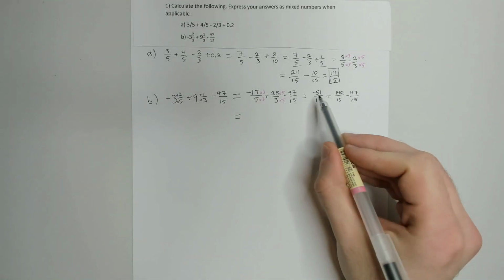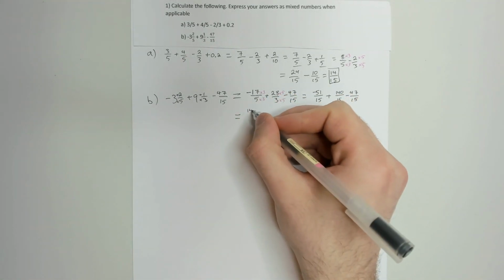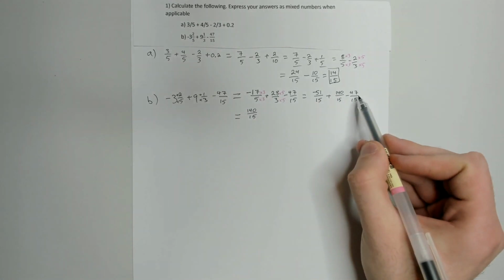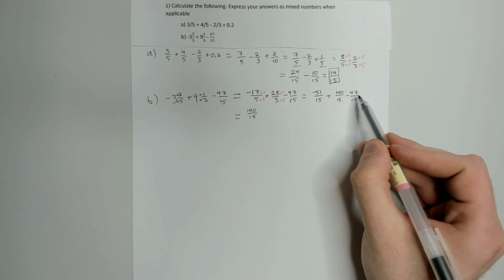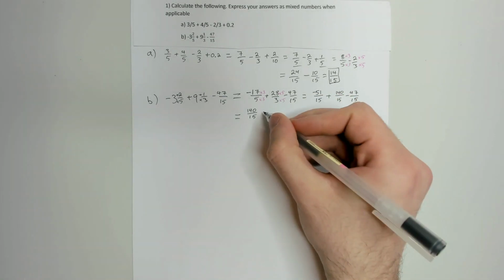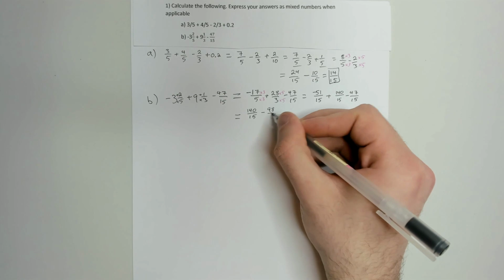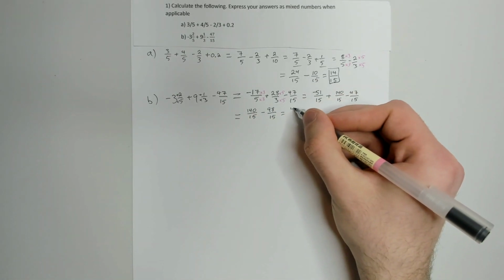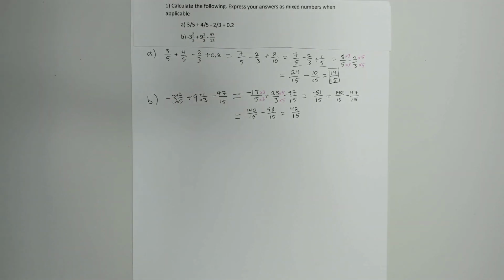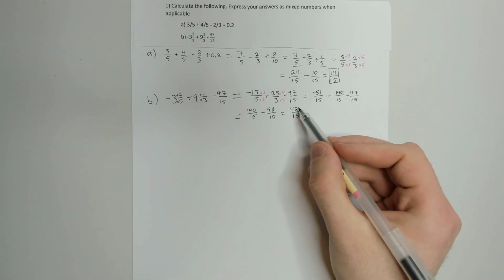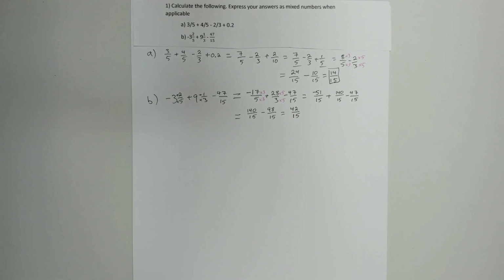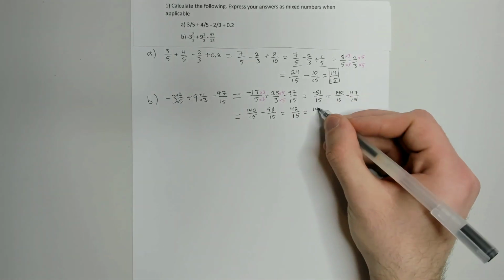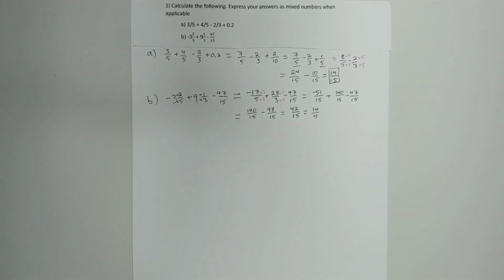Alright, combining these, I might combine the negatives first. So we'll have 140 over 15. And then we have negative 51 minus 47. So 51 and 47 is 98, and these are both negatives. So this becomes minus 98 over 15. 140 minus 98 is 42, and we get over 15. And this can be simplified because if you notice, both 42 and 15 are divisible by 3. So dividing those each by 3, we get 14 over 5.